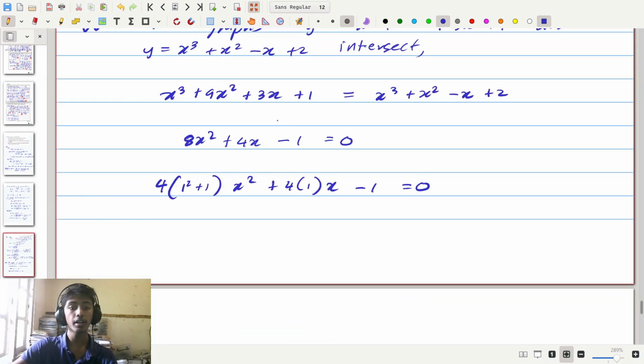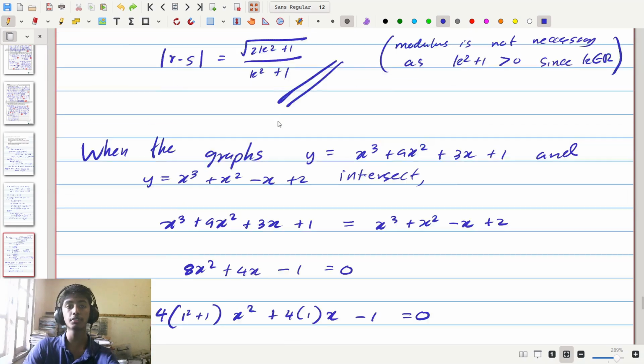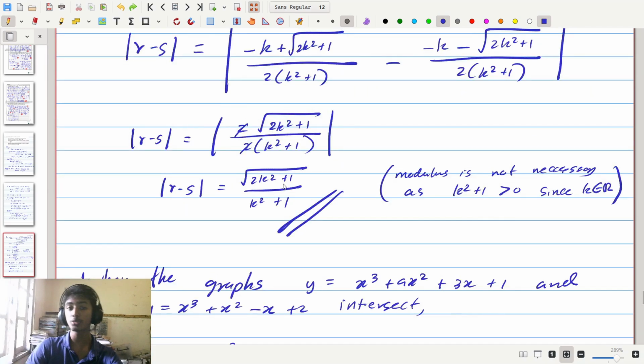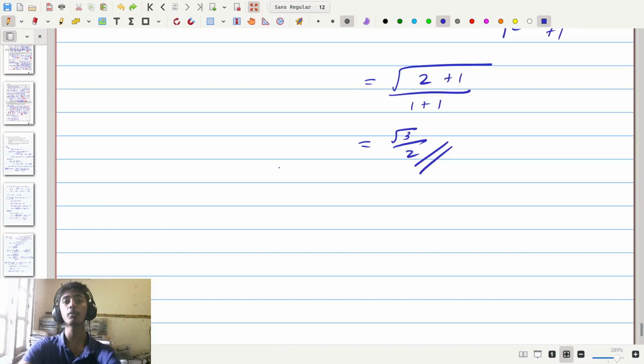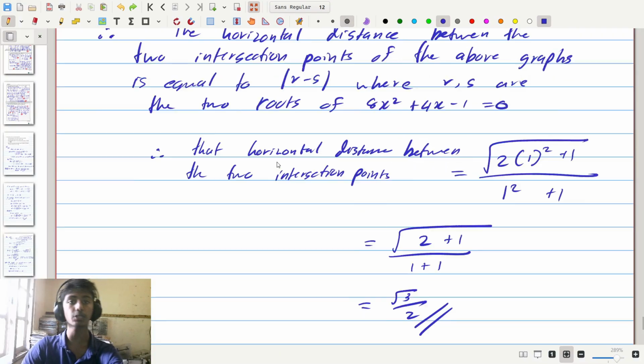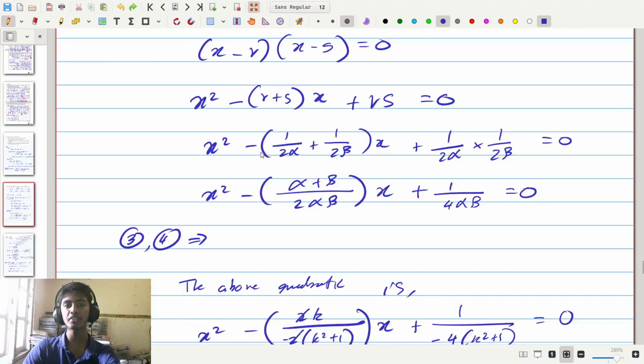is equal to the distance between the two roots of this equation here, which, as we found earlier from the general formula, is going to be equal to the square root of 2k squared plus 1 divided by k squared plus 1, which we have solved to be equal to the square root of 3 divided by 2, as the question said. So there we go. This is the total complete solution for this question.